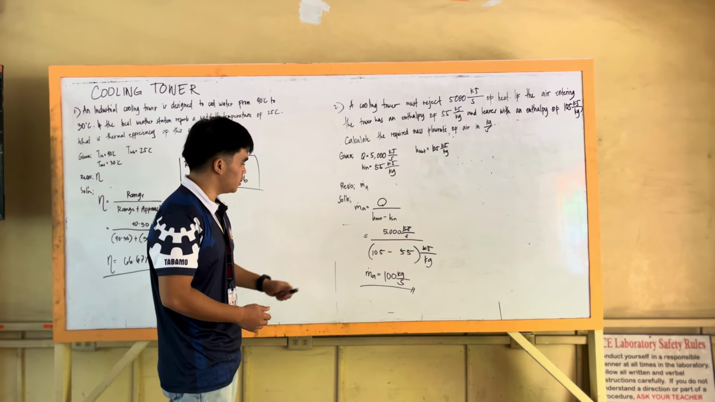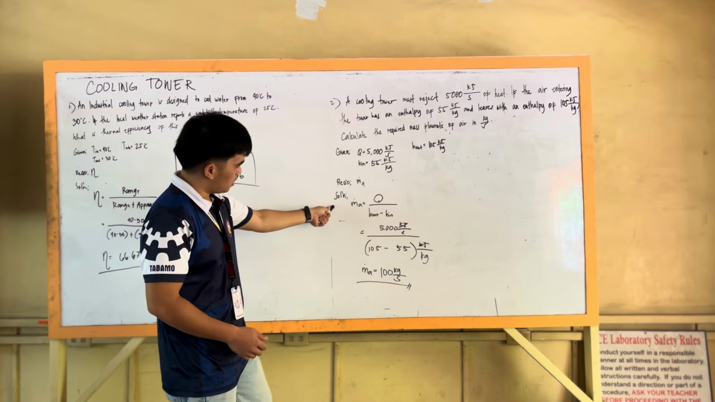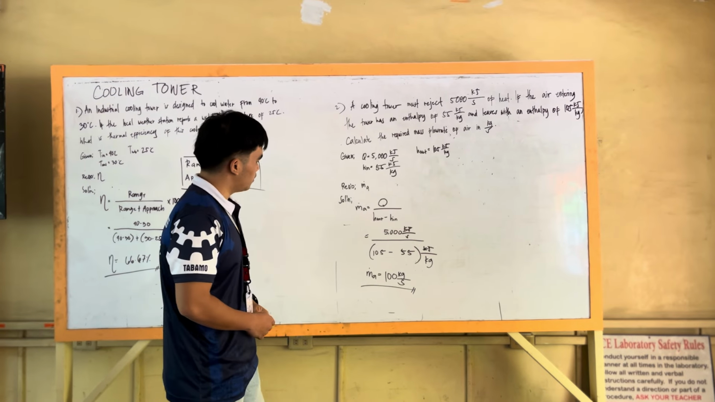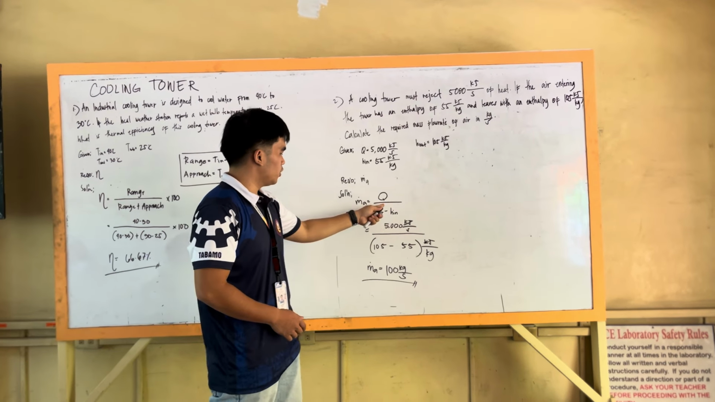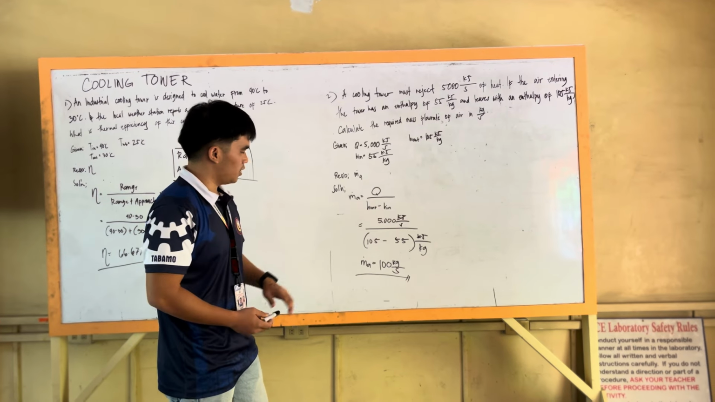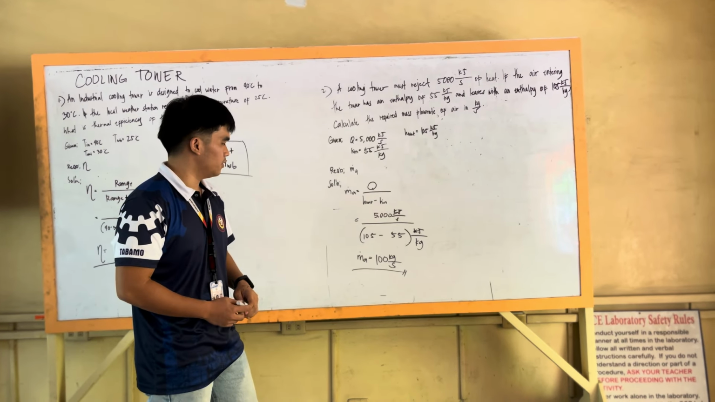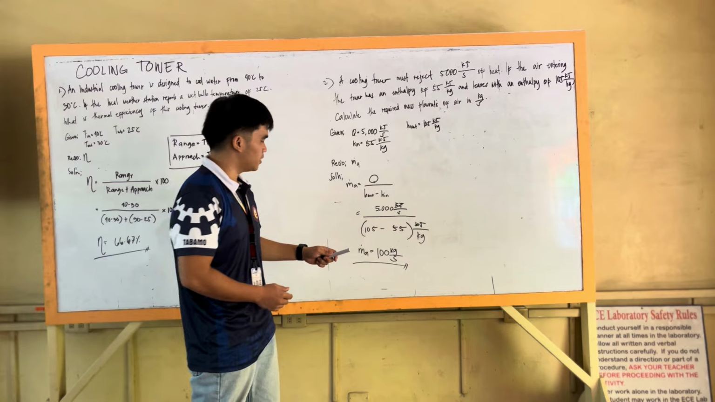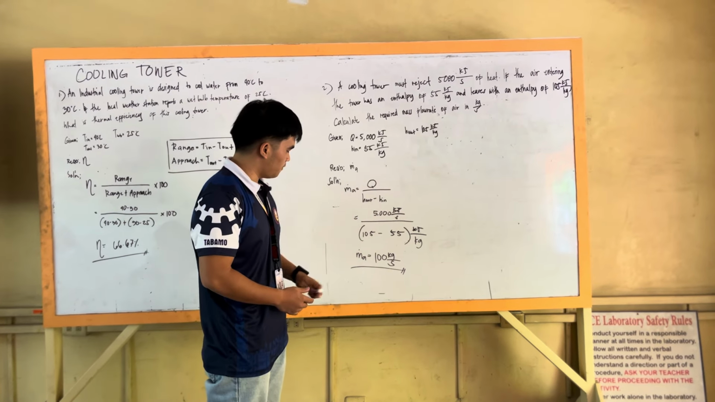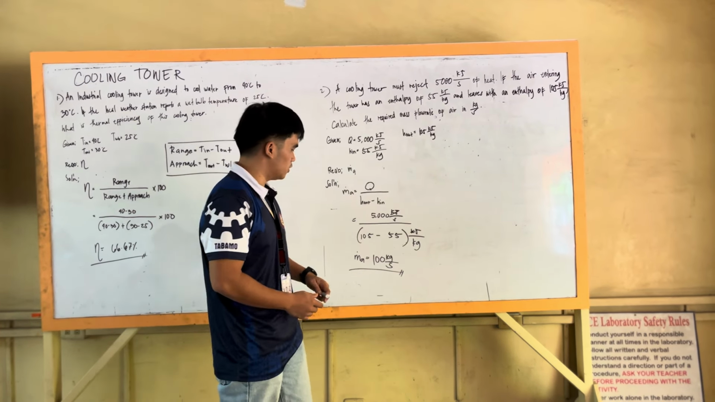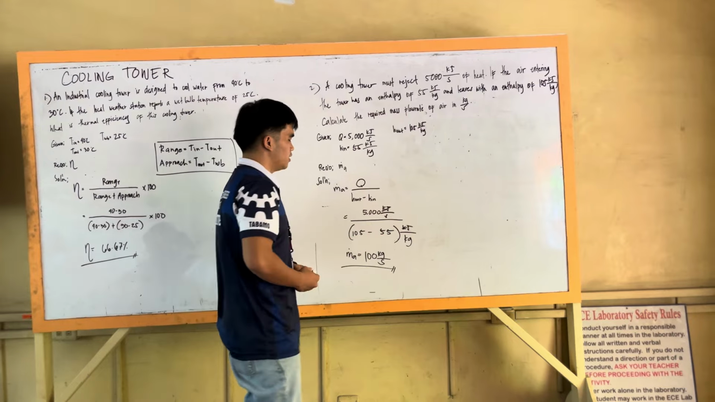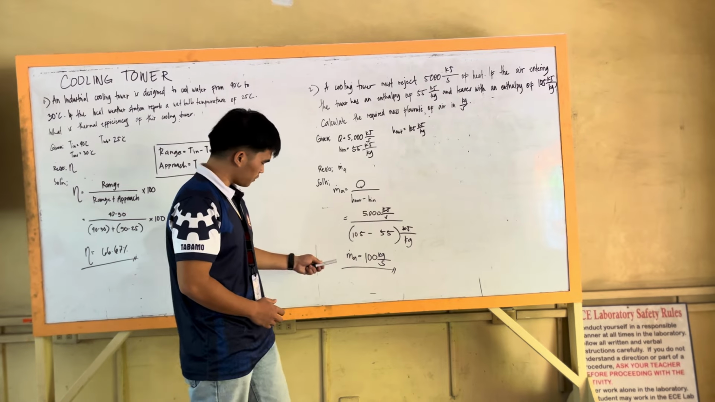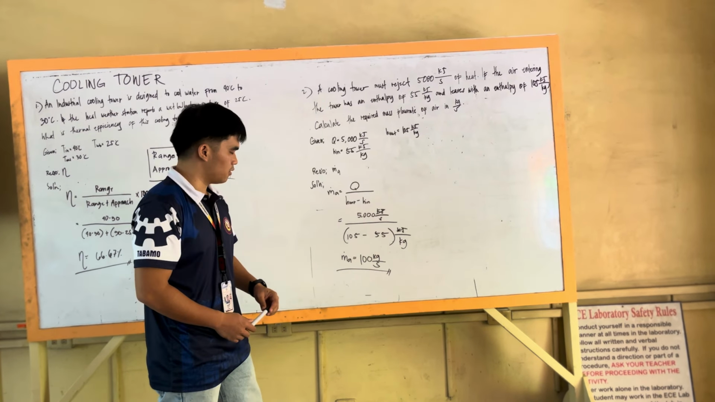So the solution is: we have the formula mass flow rate equals Q over H out minus H in, and input the given values. So we have 5,000 kilojoules per second over 105 minus 55 kilojoules per kilogram, cancel the kilojoules. So we have the answer: mass flow rate is 100 kilograms per second.